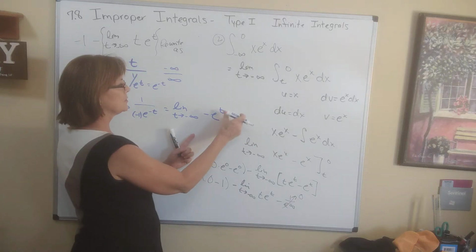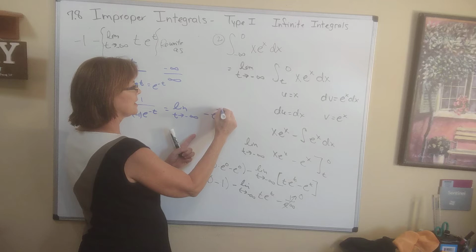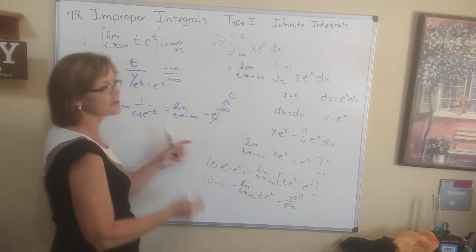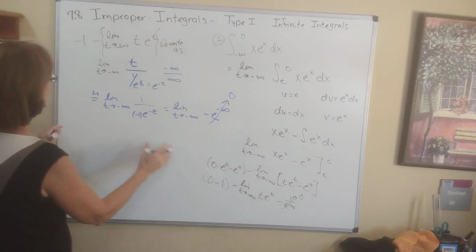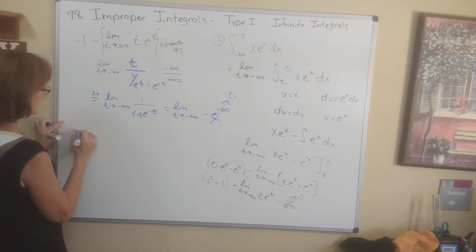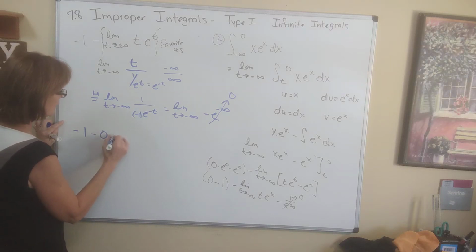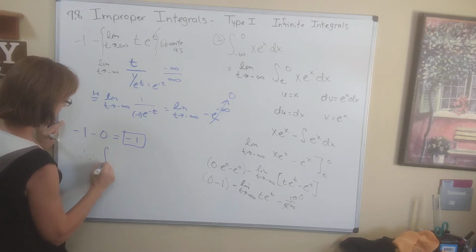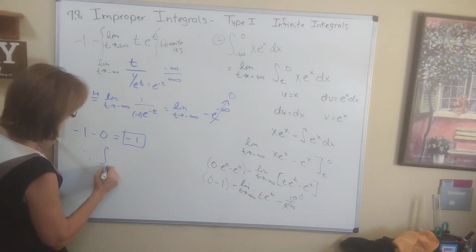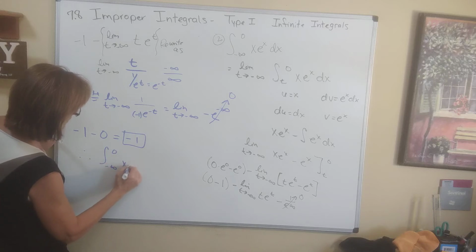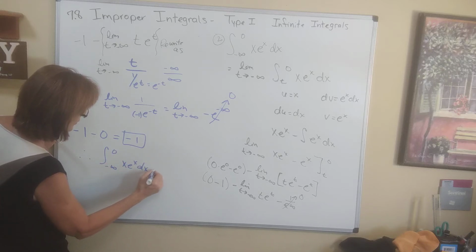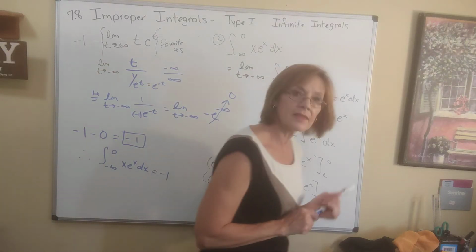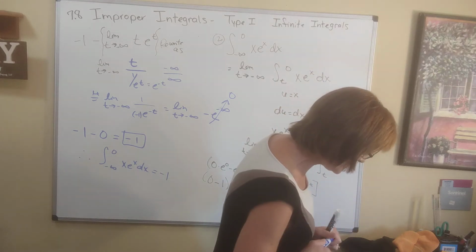If I use direct substitution and I say, oh, t is really negative infinity, this is 1 over e to the infinity, this is a big 0. That's what I figured out from all of that work. So basically, I'm going to have negative 1 minus 0, which equals negative 1. Therefore, the integral from negative infinity to 0 of x e to the x dx converges to negative 1. All right, that was kind of a lot, but there we go. We can figure out infinite limits that way.